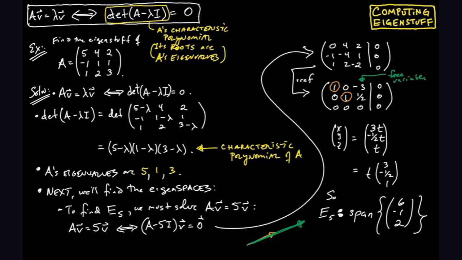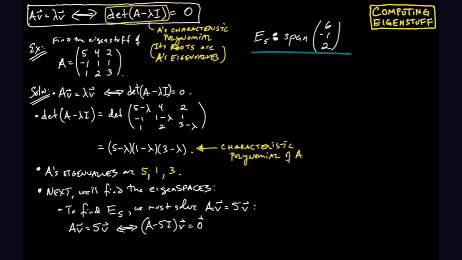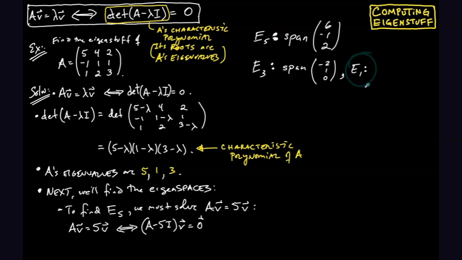I have run out of space here, but of course you could go through the exact same types of calculations to come up with the eigenspaces corresponding to the eigenvalues 1 and 3. And if we do that, well, I'm going to need a little room here, so let me clean this up. That's better. So here's our eigenspace for the eigenvalue 5. But if we went through that same process, we would find that the eigenspace corresponding to the eigenvalue 3 would be the span of the vector (minus 2, 1, 0), and the eigenspace corresponding to the eigenvalue 1 would be the span of (2, minus 3, 2).